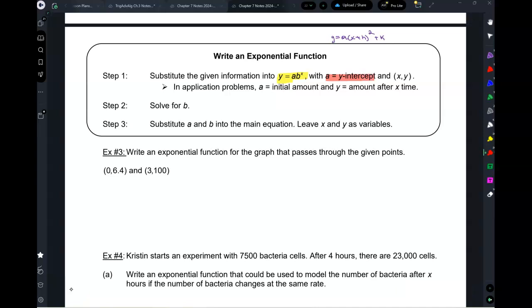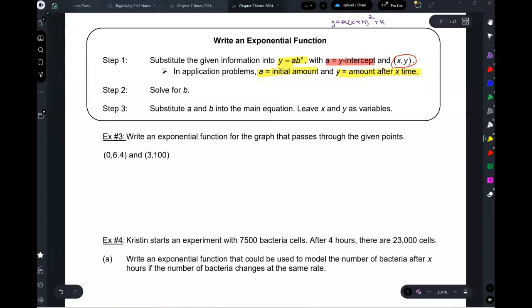A is the y-intercept. Okay, and then you're going to have some coordinate point x comma y. Now, when you have application problems, word problems, a is always the initial amount and y is the amount after some time, right? So y-intercept or initial amount, those are both the same thing and they are both the value of a. So you plug everything in and you solve for b, and then you have to substitute a and b back into the main equation. All right, so let's take a look here.